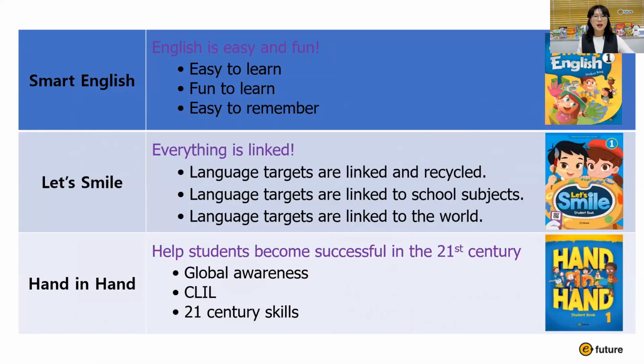So let's look at the features. Smart English. English is easy and fun. Okay, so it's easy to learn, fun to learn, and easy to remember. So we have a lot of fun activities in Smart English. For Let's Smile, everything is linked. Okay, remember link and review? Yes, so language targets are linked and recycled, and linked to school subjects, and linked to the world. Okay, so school subjects, that's clear, right? And a lot of recycle. Hand in Hand helps students become successful in the 21st century. Okay, so we have global awareness, clear, and 21st century skills. Okay, so these are the features of this series.